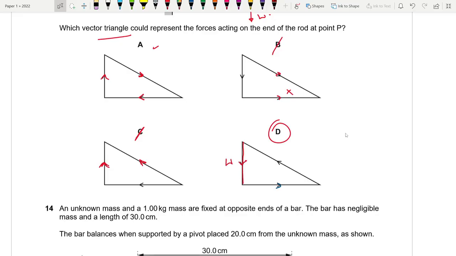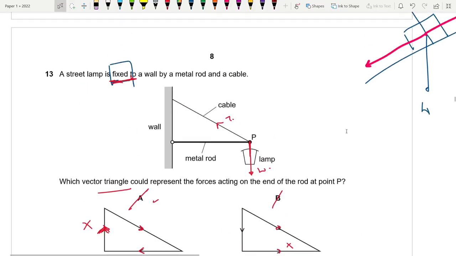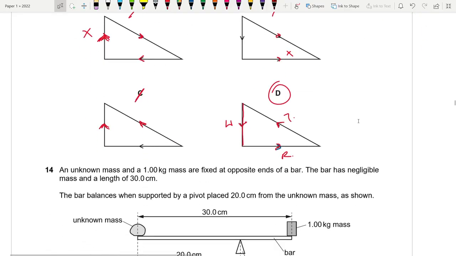Because we have a vertically downward component. In A, we don't have that. That's why A is wrong. It has to be D. It's because of this arrow. This is the wrong arrow. So this is the tension essentially, and I guess this is the reaction force that the wall provides to the metal rod. Could I clarify? Check if you get this, okay?